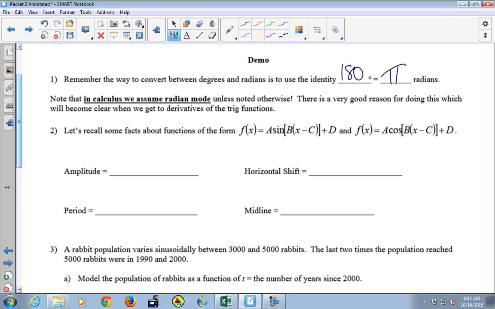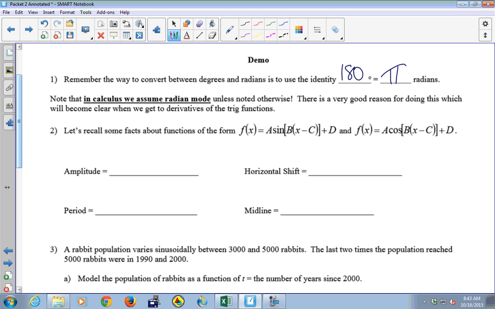So whenever you're in calculus class, you should always assume that you're operating in radian mode. We always use radians in calculus class, unless otherwise noted. Sometimes they'll give you a problem in degrees, but mostly if it doesn't say anything else, assume radian mode. There's a very good reason for it, which will become clear when we do the derivatives of trig functions.